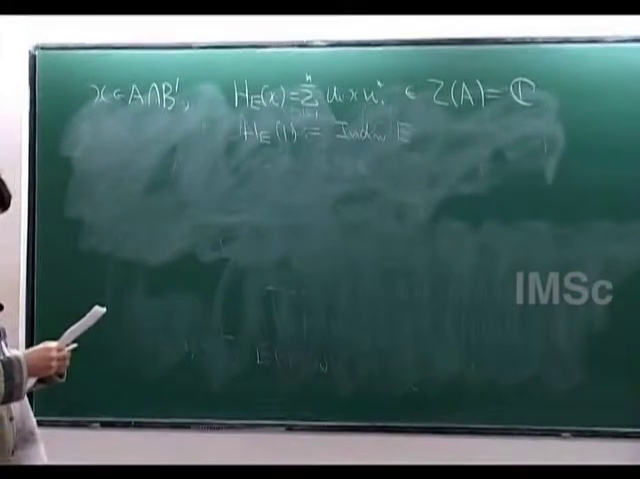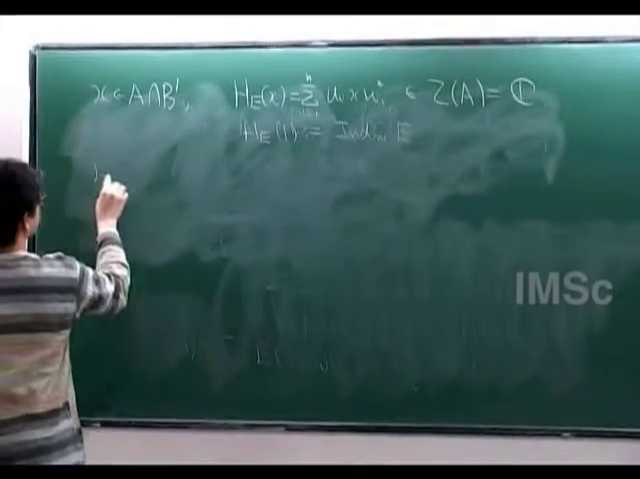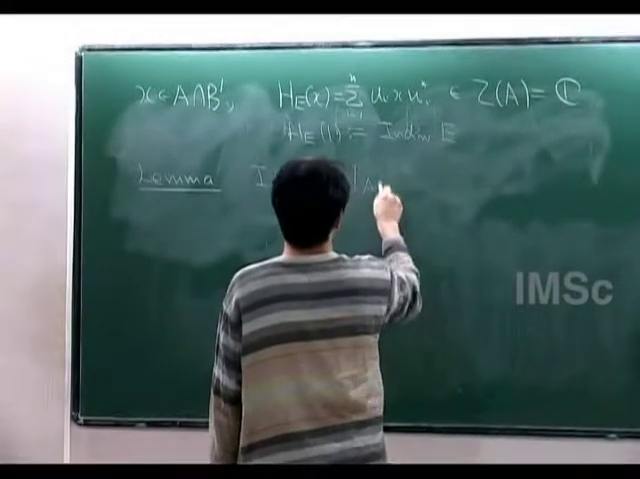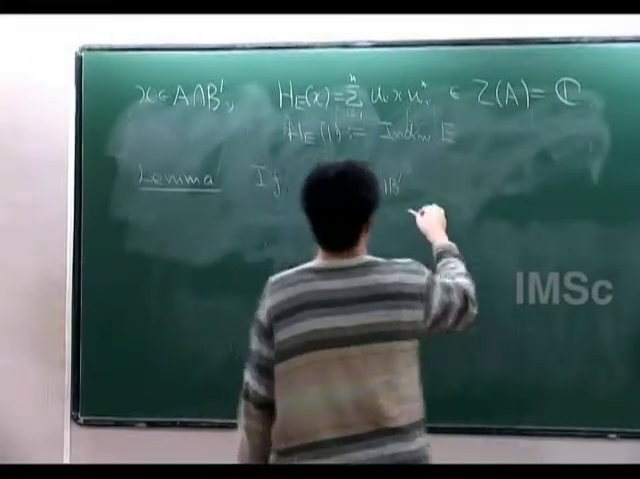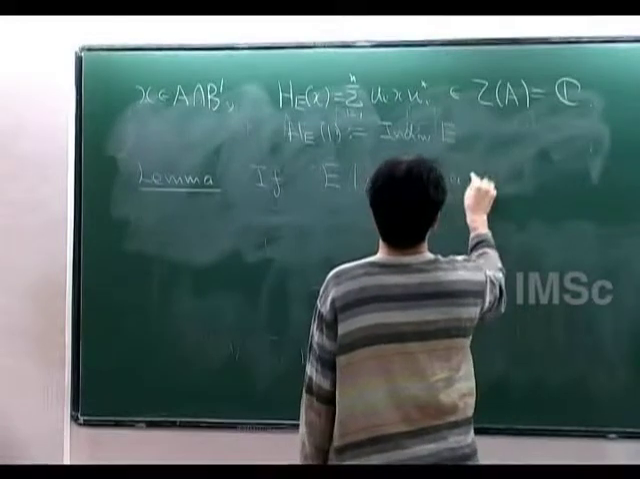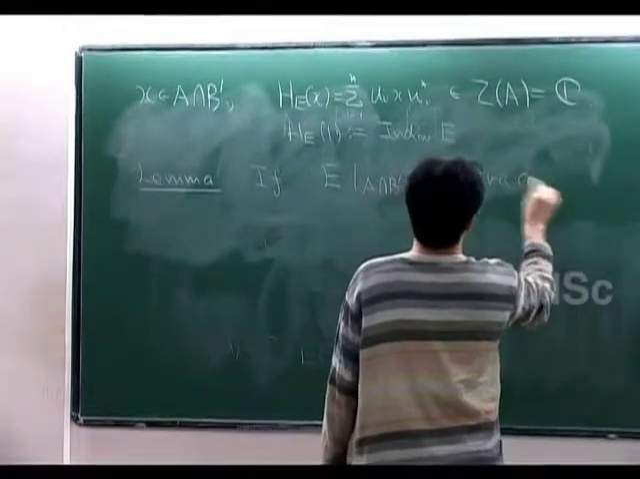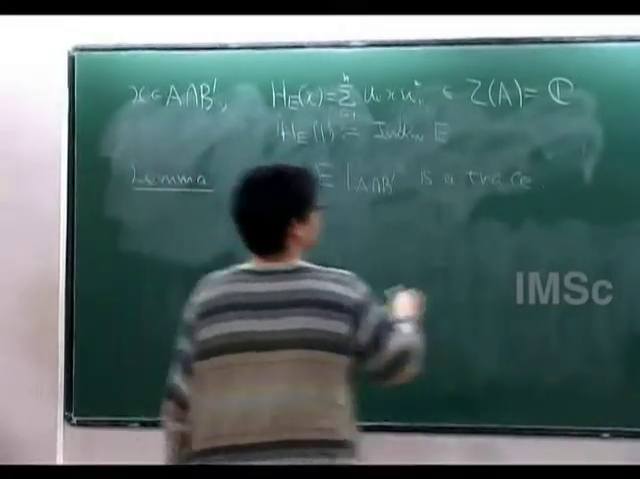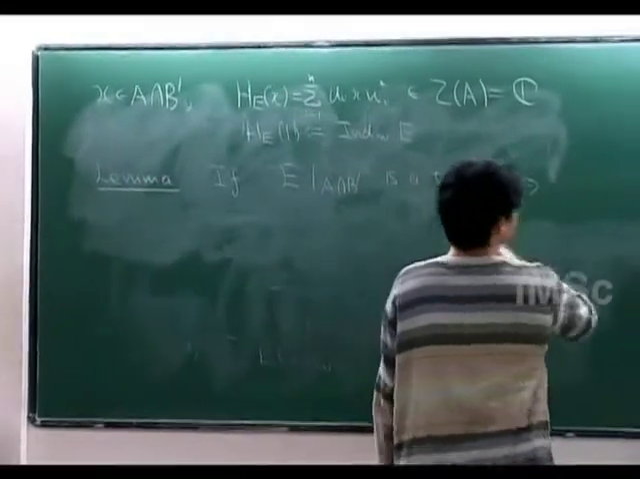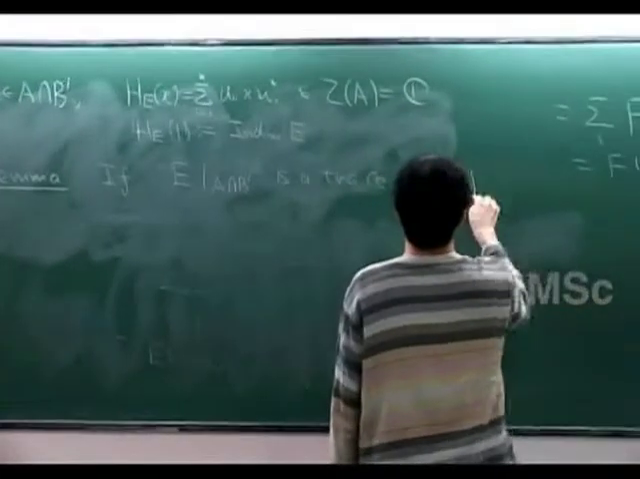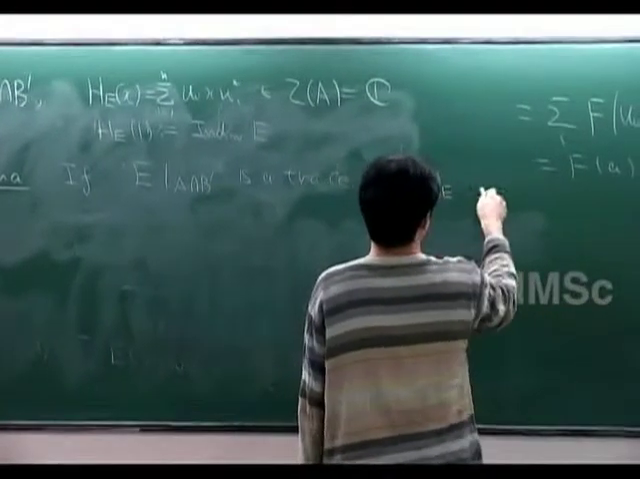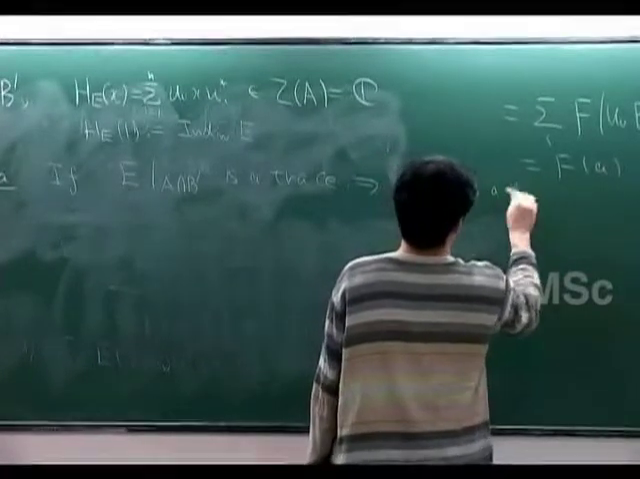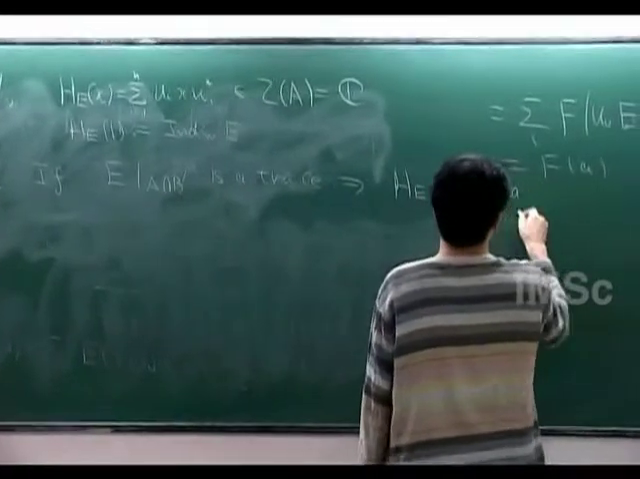Right. So let me state: the restriction of E to the relative commutant is a trace. And then this map, it's not really normalized, but it's a tracial functional. And it is a faithful trace.